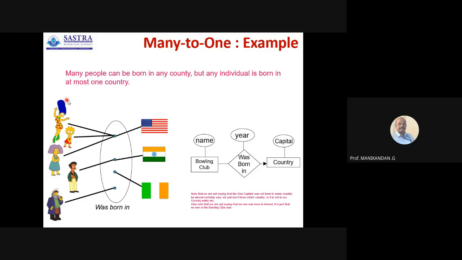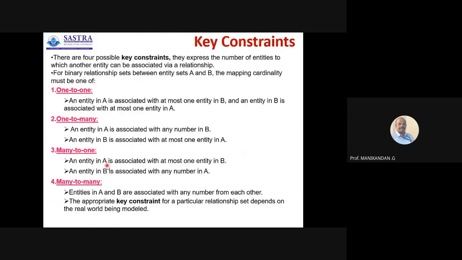Many entities from entity type A are associated with one entity in B. So that is the idea. An entity in A is associated with at most one entity in B. An entity in B is associated with any number in A. Finally, the last mapping cardinality is many to many. So entities in A and B are associated with any number of entities from each other. Among these four, you may ask, sir, which constraint do I need to select? It depends on your problem statement.